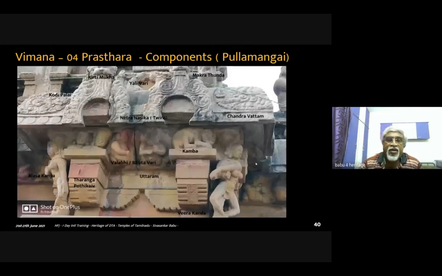This is the prastara part. So in the pillar, this is the end of the pillar where there is a capital, or the load bearing member. It is called Podikai, and this is the Uttaram beam. This is what I talked about, Valabi.